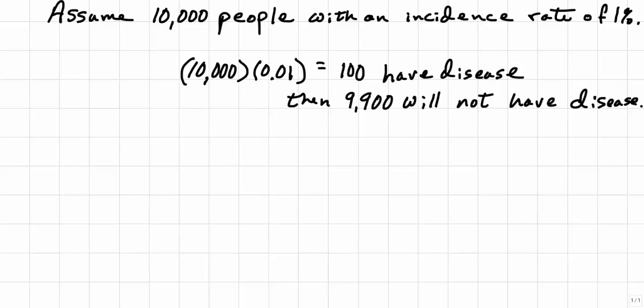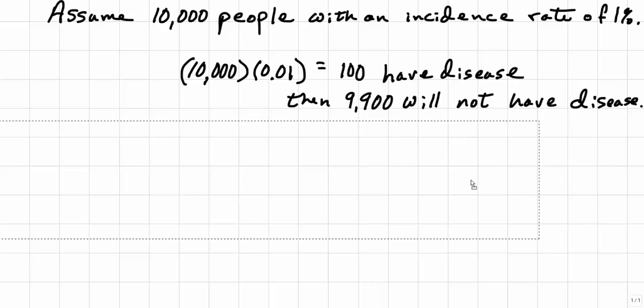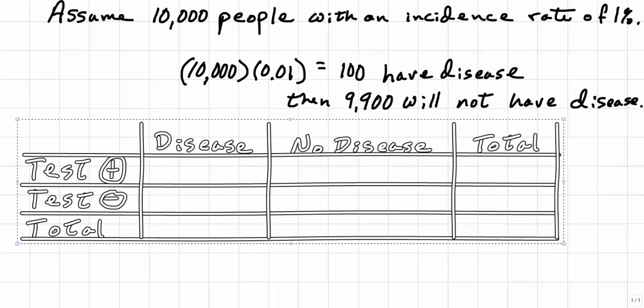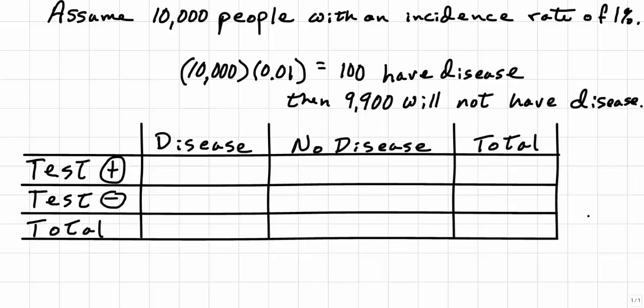If this is the case, then we want to start looking at the number of people who have the disease and the number of people who do not have the disease. What we're going to do is use a table, and we're going to go ahead and create this table. This table is going to have 3 columns and 3 rows. One column will be for disease, the second column will be no disease, and the third column will be total. Our first row will represent when the test is positive, the second row represents when the test is negative, and the third row is going to be the total.